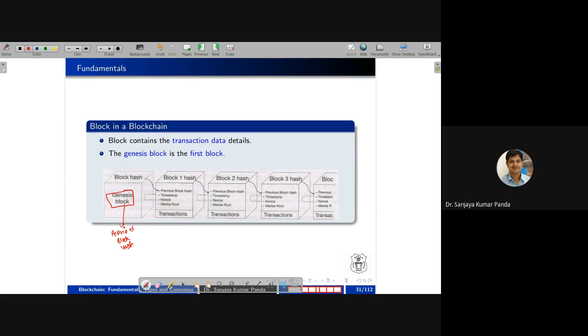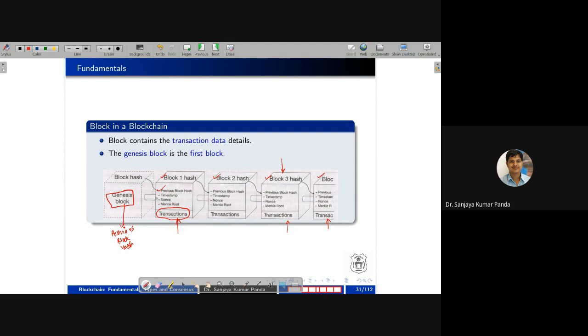And what does this block actually contain? The block contains the transaction details. Here you can see block 1 contains the previous block hash. If I change something here, it is going to affect the current block and subsequent blocks. Suppose there is a set of transactions in block 1, and you modify these transactions, then that is going to affect block 1, block 2, block 3, and so on. It is not going to affect block 0 or the genesis block. If I modify something in block 3, it is going to affect block 3, block 4, and so on. It is not going to affect block 1, block 2, or the genesis block.